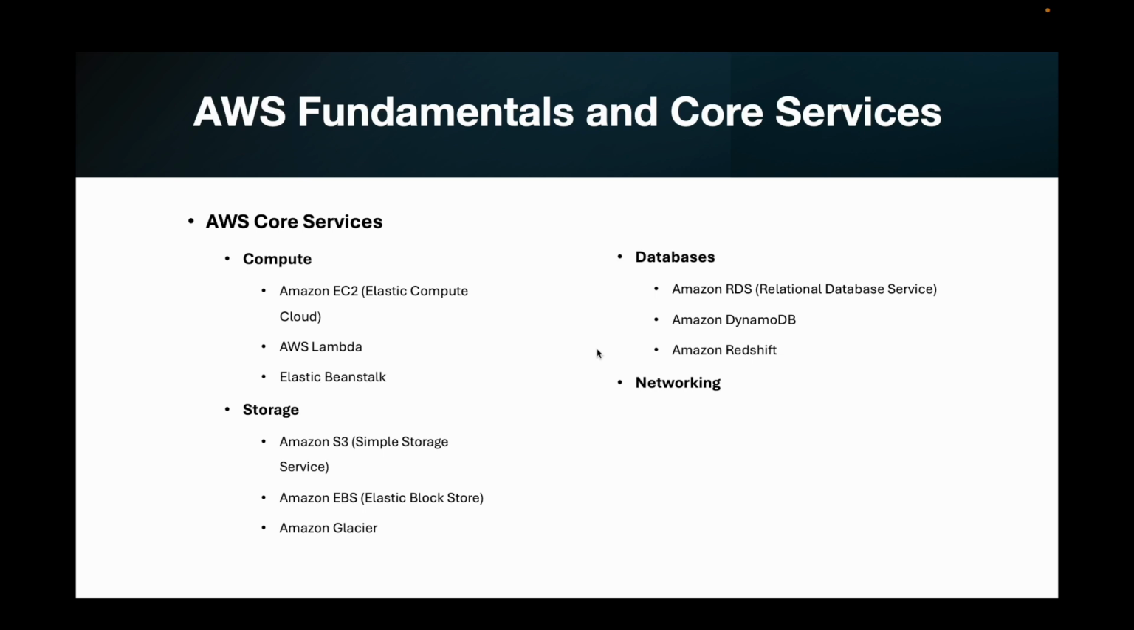Next core service is networking. We have Amazon VPC, which is a Virtual Private Cloud, which enables users to provision a logically isolated network for their AWS resources. We have Elastic Load Balancing, which is ELB, which distributes incoming traffic across multiple targets, EC2 instances, containers to ensure high availability. Then we have Route 53, a scalable DNS and domain name registration service.